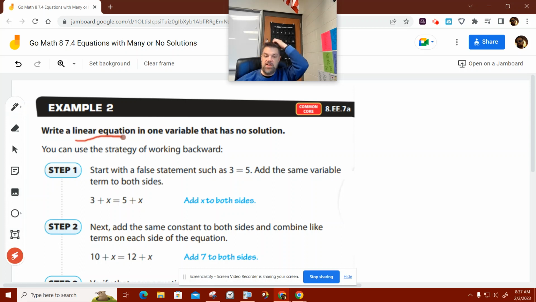Anyways, it says write a linear equation in one variable that has no solution. All right. It says you could use a strategy of working backwards. So what you could do is you know that it has to have a false statement, right? So if it has a false statement, you start with, and I'm going to write this over on the side. You can too. Sometimes I think that it helps. So if I say, all right, 3 equals 5, that's false.